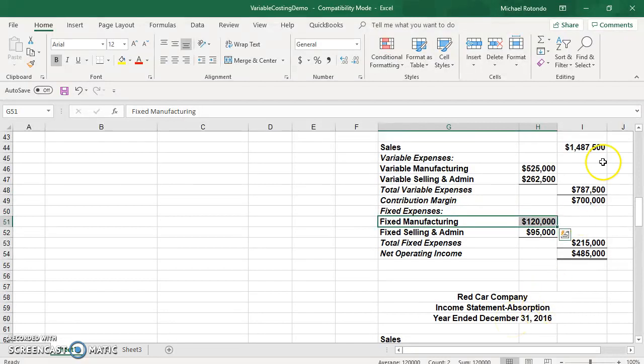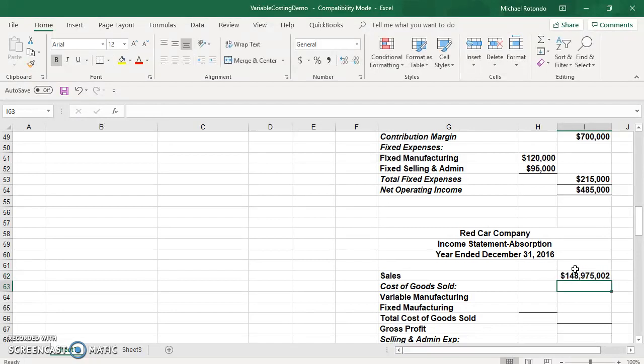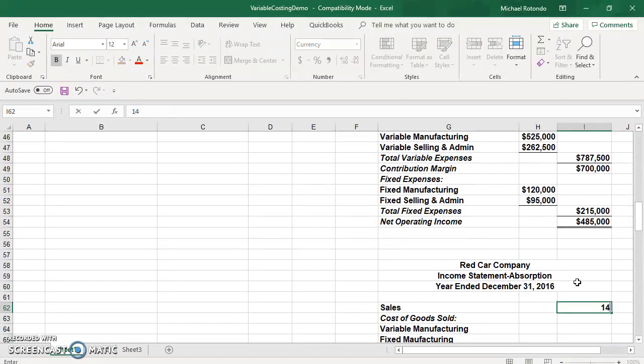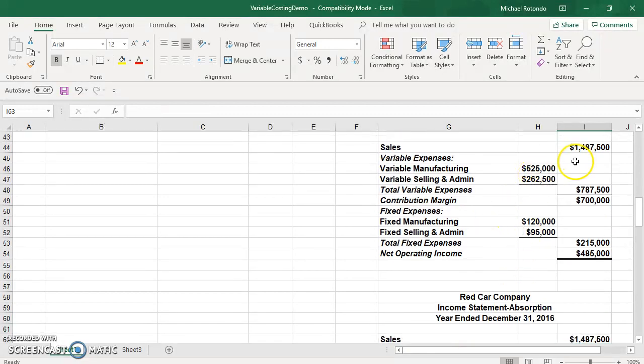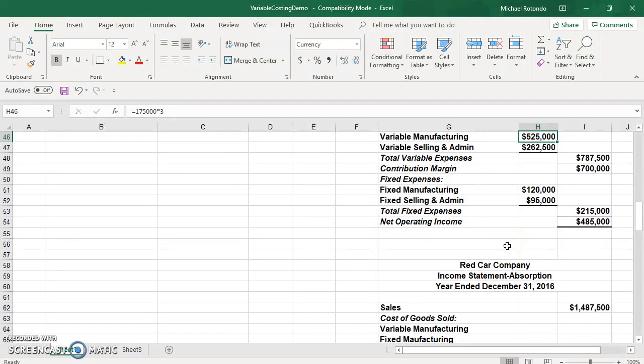So we have the $1,487,500 in sales. Okay, our variable manufacturing is going to be the same as up here, right? It's going to be the 175,000 units times $3 per unit, right? So that's going to be $525,000.